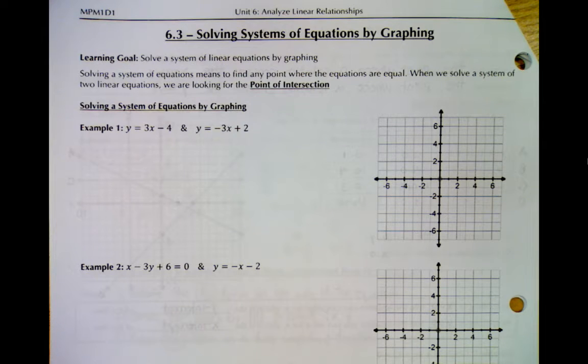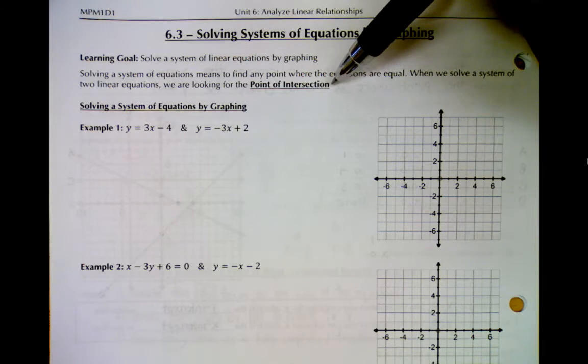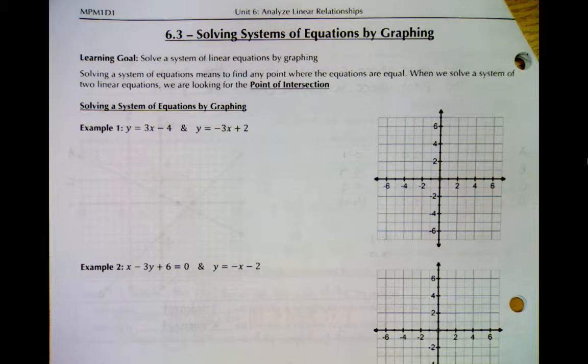Okay, this is lesson 6.3, solving systems of equations by graphing. To solve a system of equations means that you're going to look for the point where the equations are equal. Solving graphically means you're looking for where the two lines cross, or the point of intersection. And a point of intersection will be a coordinate x and y, and it will satisfy both of the equations.